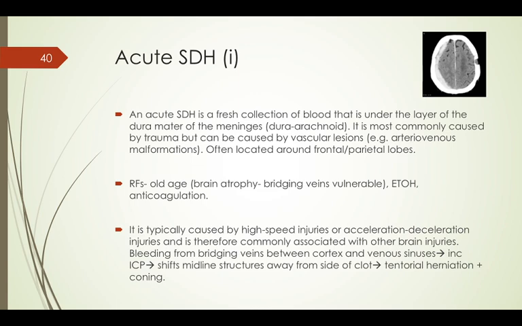Those bridging veins that I mentioned, which are collecting blood between the cortex and venous sinuses, may bleed, and this results in increased intracranial pressure, shifting the midline structures away from that side to the contralateral side. That can then lead to brain herniation, whether that be tentorial or tonsillar.